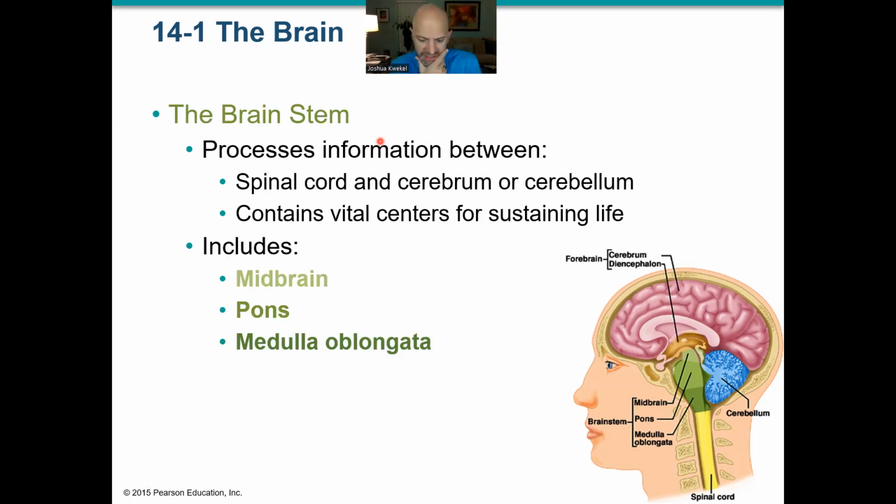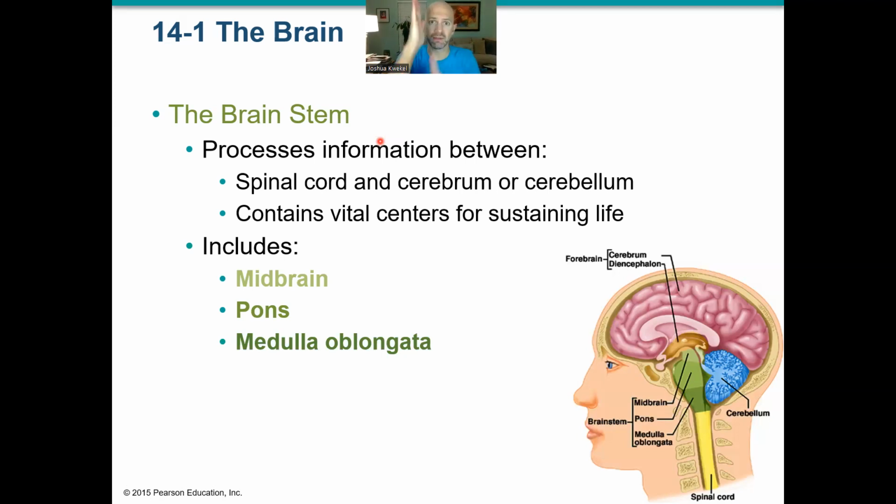All right, lastly, brainstem. Brainstem is shown in green. That's the stalk of the mushroom, as I like to say. Three parts. Important thing here, the brainstem is important for processing information between the spinal cord and the cerebrum and the cerebellum. So all the information is going up into the brainstem and either back into the cerebellum or up into the brain. So there's all kinds of down and back and up and back. That's what the brainstem is.